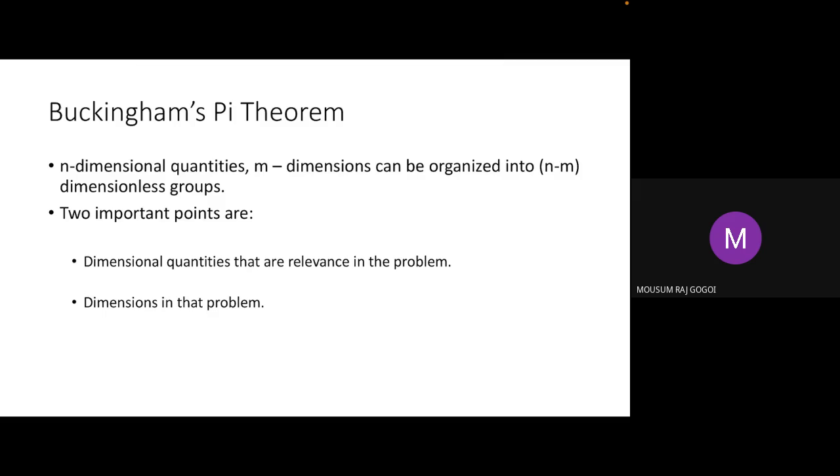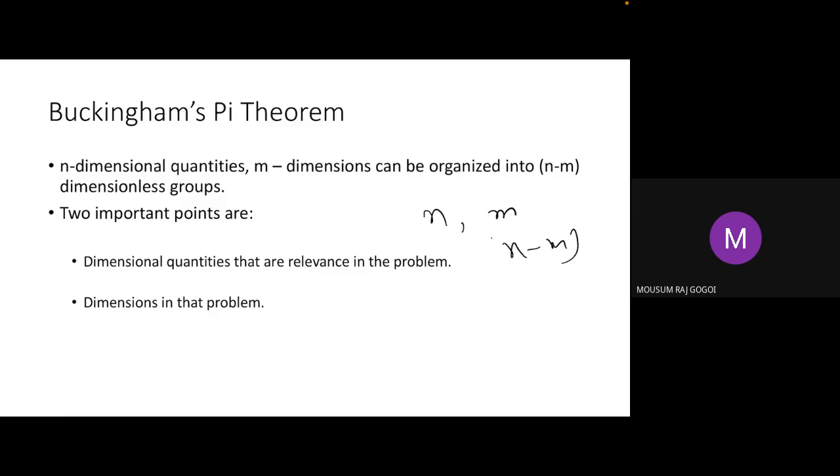The Buckingham Pi theorem. So this Buckingham Pi theorem is used to analyze a system using the dimensional quantities and the dimensions. If we have a system with n dimensional quantities and m dimensions, the difference between these two will give the number of dimensionless groups. So we can find the dimensionless groups in a system.